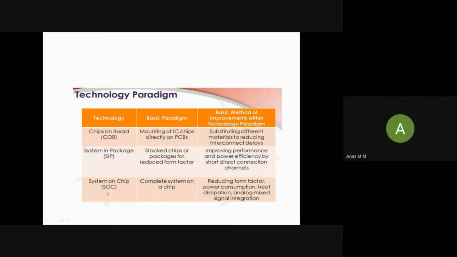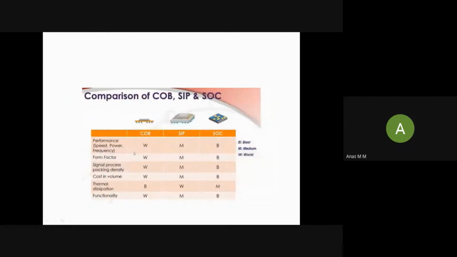And our technology is system on chip. This is a complementary system on chip, reducing the form factor, power consumption, heat dissipation, with analog mixed signal integration. So this is the performance comparison. This is COB, this is SiP, this is SoC. W for worst, M for medium, B for best.